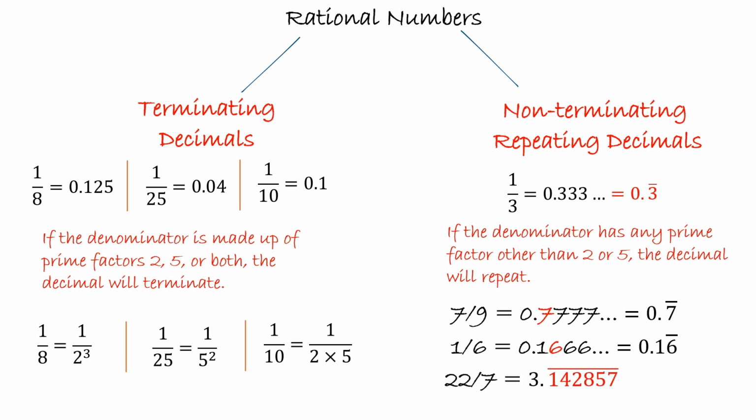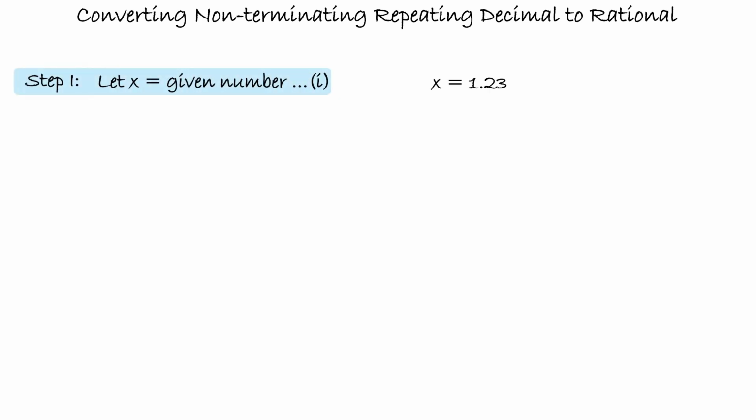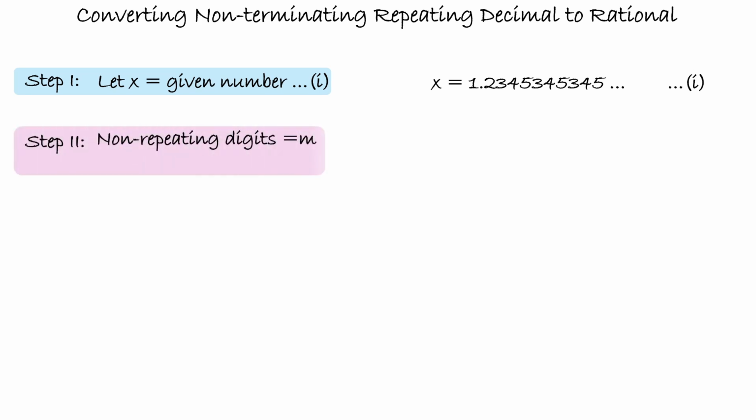As you can see, when a decimal has a predictable repeating pattern, it can be written in the form p by q. Use the following steps to convert a non-terminating repeating decimal into a rational number. Let x be the given number. If the number of non-repeating digits after the decimal is m, multiply both sides by 10 to the power m.